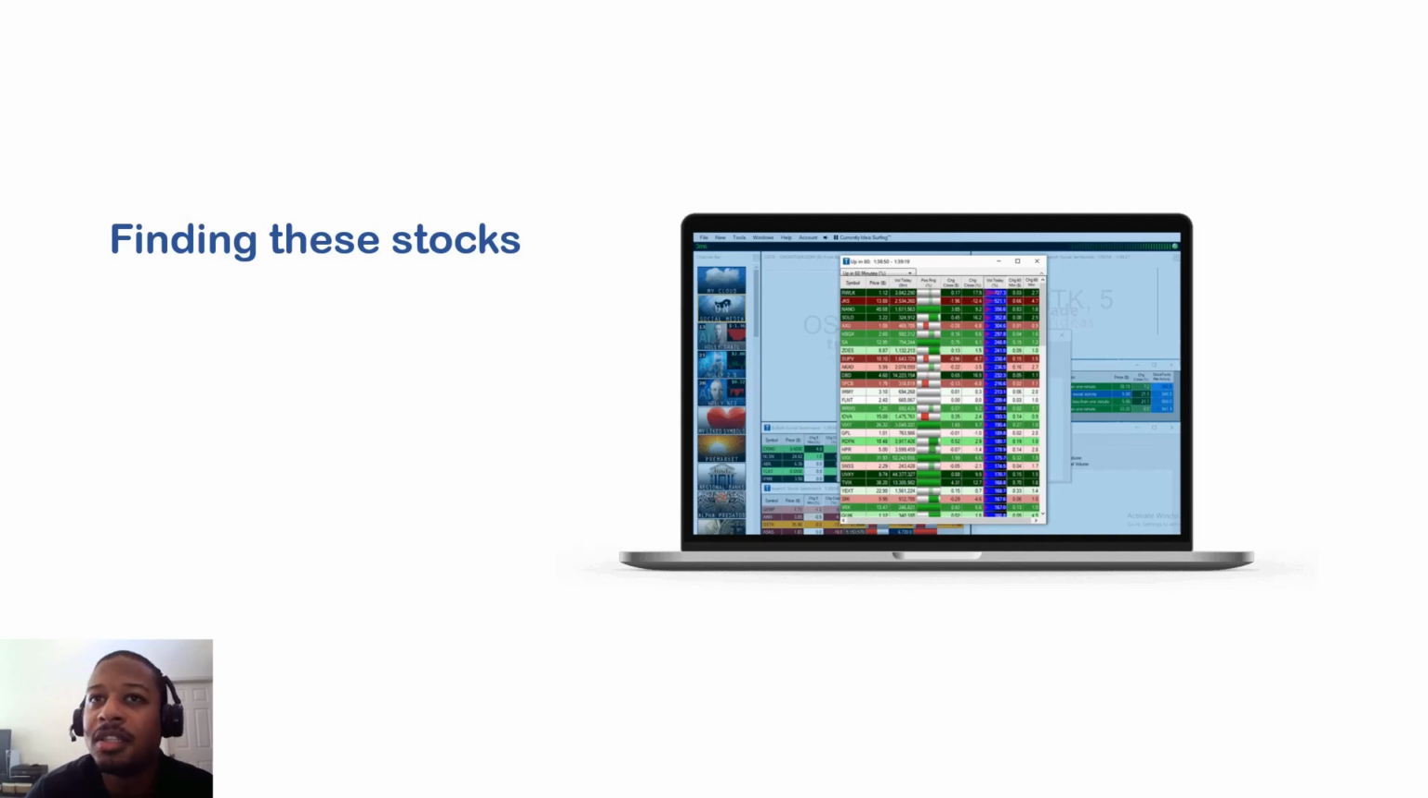Finding stocks. All right. Believe it or not, finding stocks, or just whatever you're looking for in general, is a form of technical analysis in itself, because you actually have to filter out for different criteria that you're looking for and find stocks that fit your trading style and goals.